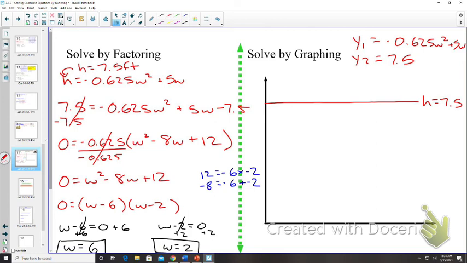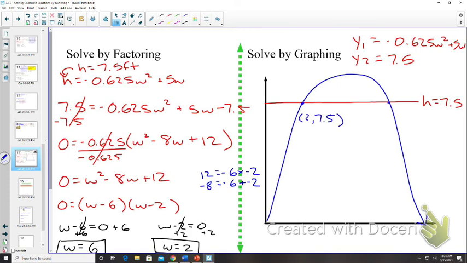And our y1, if we were to graph that, would look something like this. Just give me a second, guys. Okay, our intersection points are 2 and 7.5, and 6 and 7.5. It would just barely fit. Again, it can't be any wider than those 4 feet, because if it's any wider, it will run into the walls and won't fit. Alright, so tomorrow we will get some practice with this.